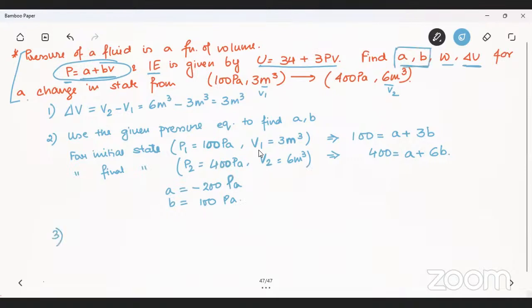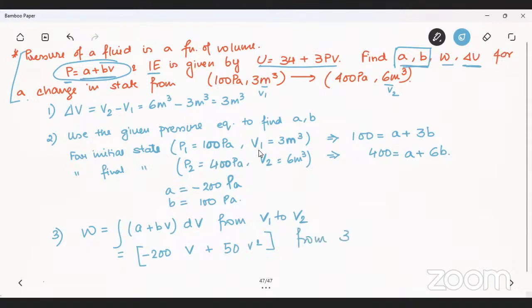Now we will be calculating work done. So work done, what is the formula? Integration of A plus BV dV from V1 to V2. So what I will write? Minus of 200 V plus 50 V square from 3 meter cube to 6 meter cube. So that will come as 700.